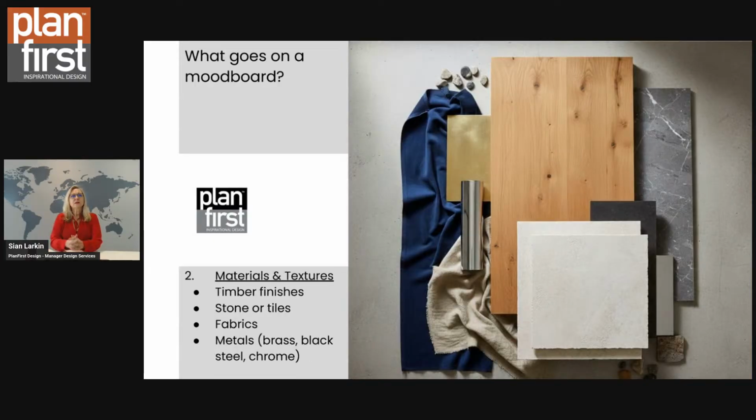Secondly, your materials and your textures. So timber finishes, tile finishes, metals, fabrics. If you're going to be upholstering material, get a sample of that fabric. If you're buying new, get a sample of it.